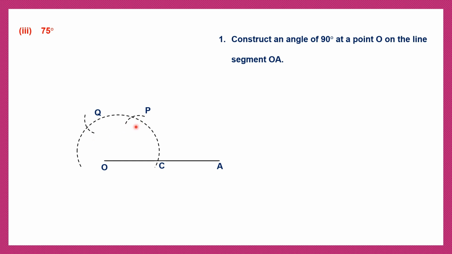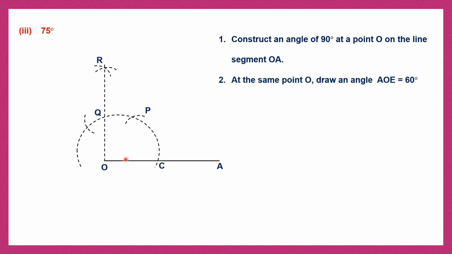And now keeping P as a center, we draw an arc. Keeping Q as a center, we cut the arc and then we name it and then we join the line. What do we have now? We have 90 degrees. So 90-degree construction is already done. That's why I went through it quickly now. I've not shown the steps because all of you know how to construct 90 degrees. Now this is 90 degrees.